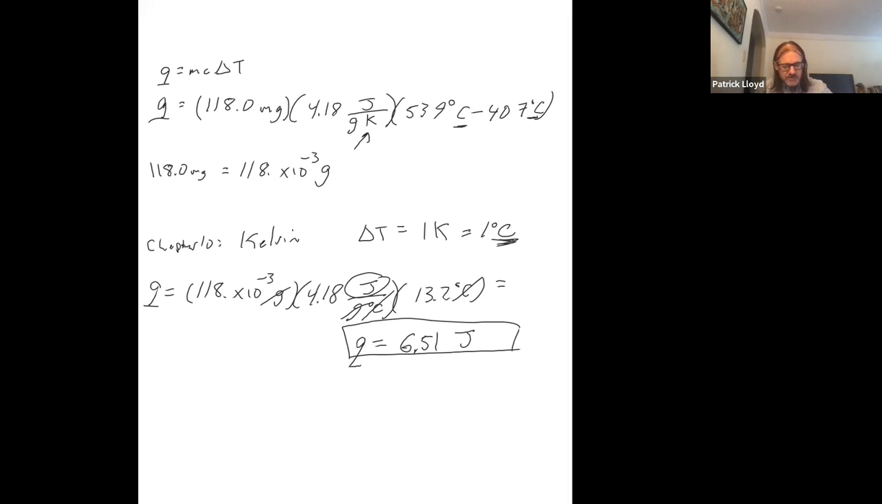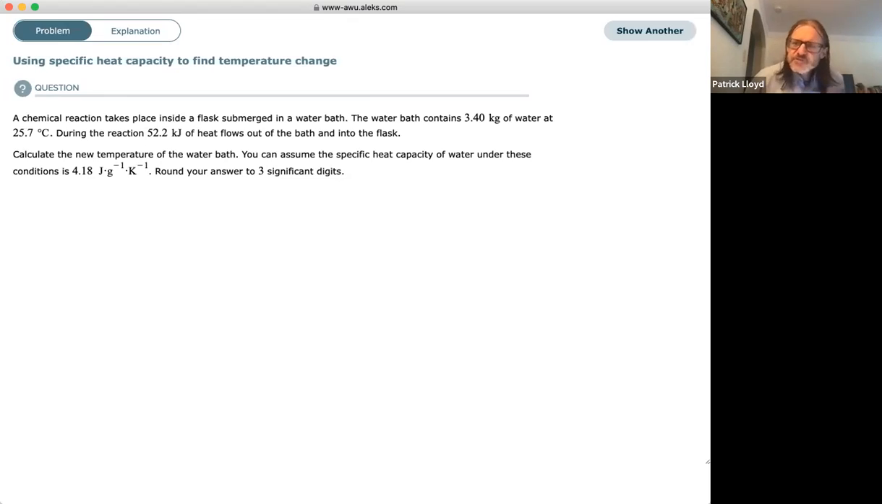Okay. So very similar to the previous problem, right? The difference here is that instead of finding C, you're finding Q. But this is the same kind of idea. You're just manipulating the equation. Okay. So let's take a look at using the specific heat capacity to find the temperature change now. So I'm going to bring this one up here. These are all very similar problems. I could probably just skip all of them and move on to the next topic, but it's not a bad idea for you to really get good at these.